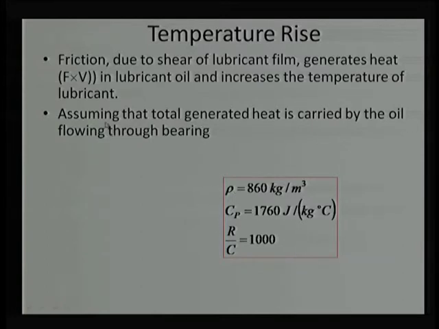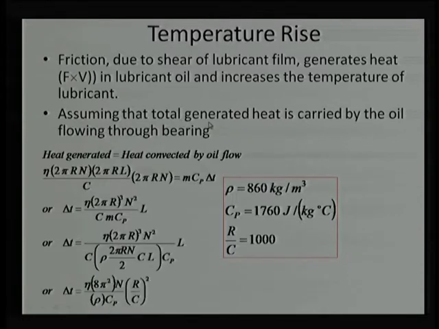Okay. In this case, the total heat generated was calculated in the previous slide, and the whole heat is convected away by the oil film. The heat generated is related to viscosity and velocity. Velocity comes in two times, velocity square, 2 pi r n here and 2 pi r n here, and this is the surface area and clearance. While the heat convected is the mass flow rate, into heat capacity, into temperature difference.